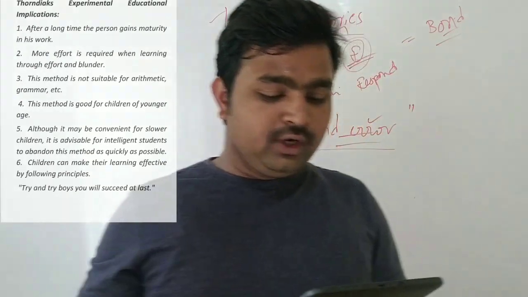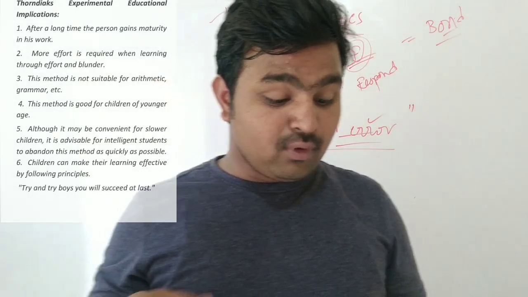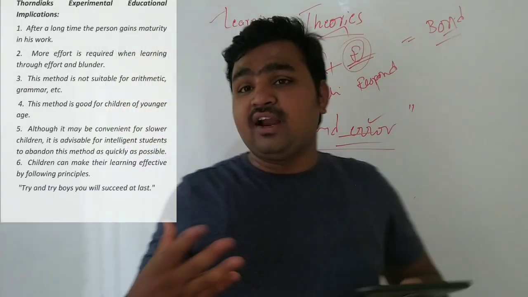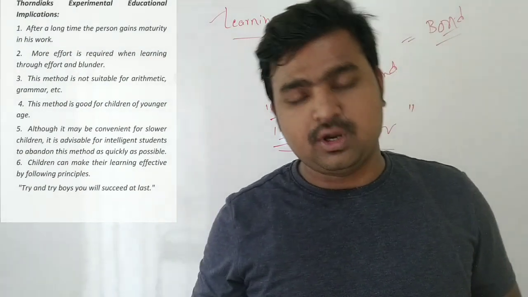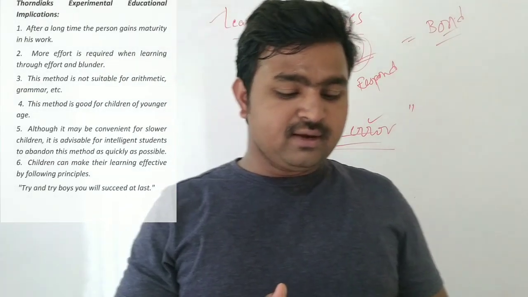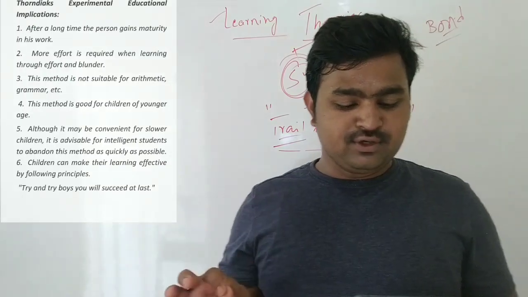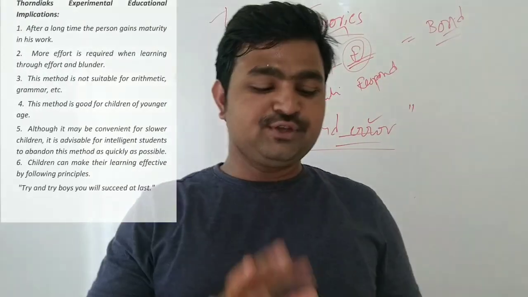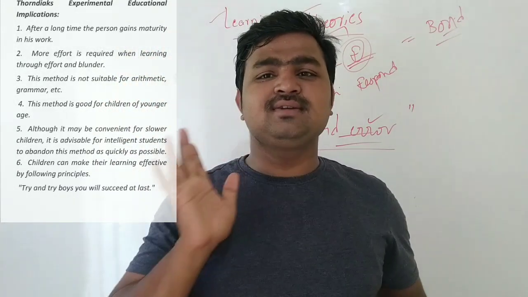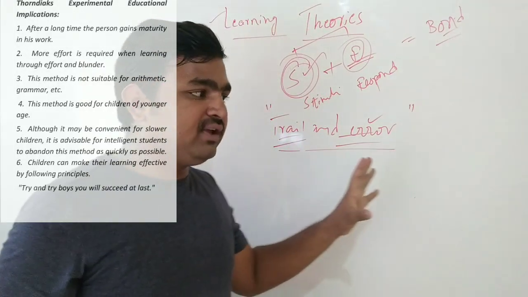Then, although it may be convenient for slower children, it is advisable for intelligent students to abandon this method as quickly as possible. Yes, we can also advise this method to intelligent students, not only for slow learners. Then children can make their learning effective by following the principle. Yes, what is the principle? Try and try, boys, you will succeed at last. So this principle is nothing but the trial and error method, which means try until you get the correct result. Clear? I hope you are clear with today's discussion.